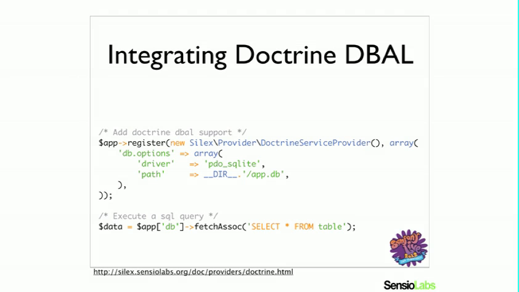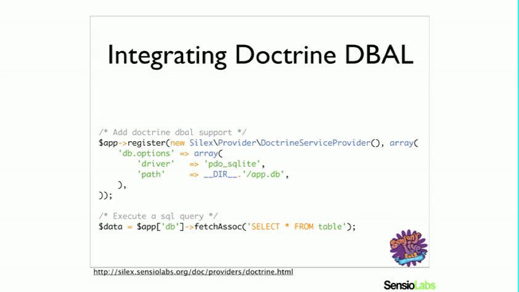So here we just register the Doctrine service provider. We give it some options. In this case, we're just going to use the PDO SQLite, and we're going to pass in a path to a SQLite database. Now if I want to run a query, I can just call app db fetch assoc. And app db is really just a PDO instance.